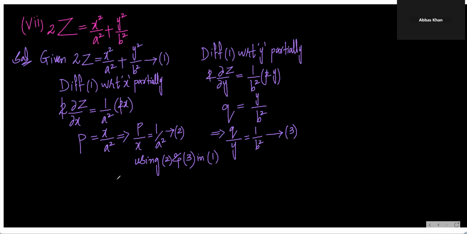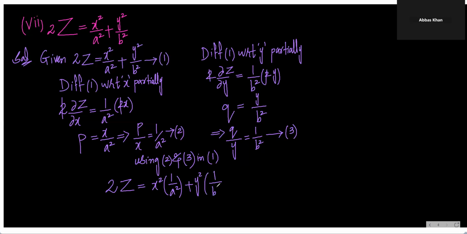What will our final answer be? 2z is equal to x square by a square. Can I write like this? x square into 1 by a square plus y square into 1 by b square.